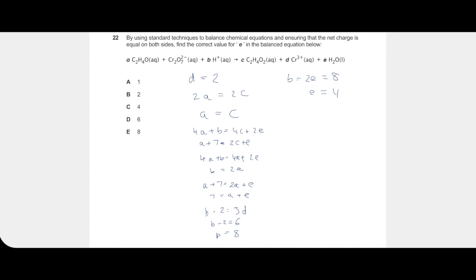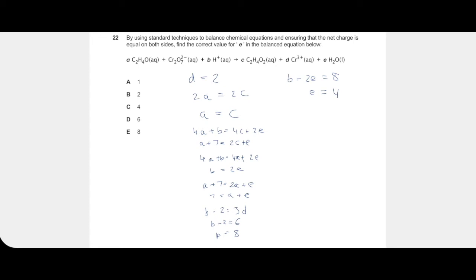So what to do now? Let's start with carbon. Might as well start from somewhere, because at this point you could start from carbon, hydrogen, oxygen, but let's start with carbon. Carbon on the left hand side is equal to 2A, and when I say carbon is equal to 2A on the left hand side, that is the number of carbons on the left hand side. So 2A is equal to 2C, so there are 2C carbons on the right hand side. So therefore we can simplify this expression down to A is equal to C.